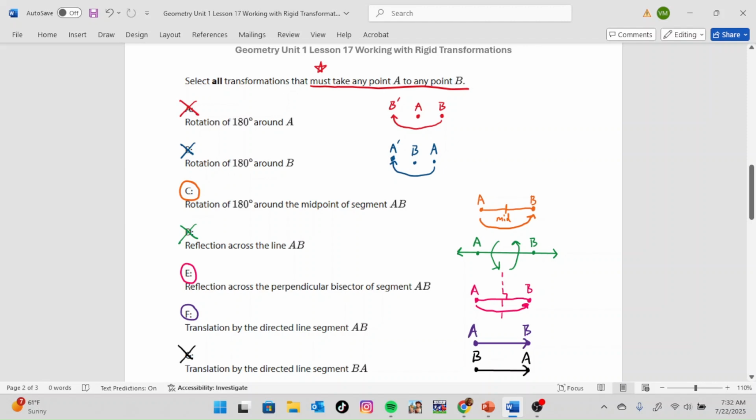So this problem is just making sure you understand all three rigid transformations. We started out with 3 options for rotation, and C was the correct one. Then we had 2 options for reflections, and E was the correct one. And then we had 2 options for translations, and F was the correct one. I hope this makes sense to you, but if you have any questions, please feel free to leave a comment. Now let's go ahead and take a look at practice problem number 3.